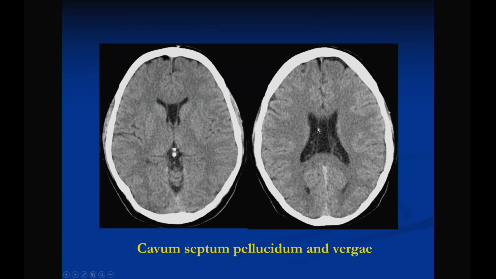There are other cystic lesions that occur posteriorly near the cavum Vergae, what's called the velum interpositum, which is an evagination of the roof of the third ventricle. Again, we have to know what our normal variants are so we don't misinterpret it as a cystic mass.